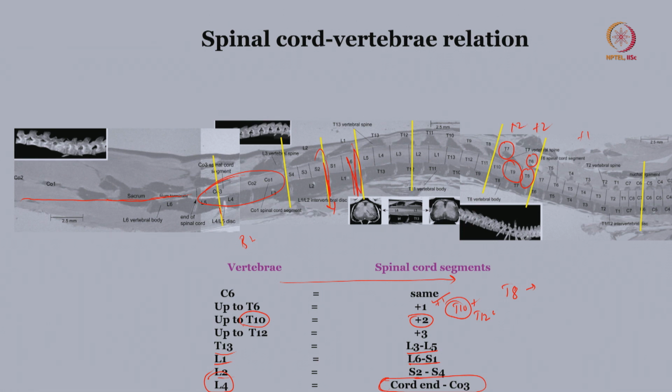So if you really want to expose the L4 spinal cord, it will be wrong to expose the L4 vertebra, alright, because it will be housing the coccygeal spinal cord segment and not the L4 segment. That is the importance of this particular slide, and it is very important to understand which spinal process you will be exposing and what spinal cord segment will be in relation with that particular vertebra. Anyway, the previous table will guide you directly, and if you really want to remember, this is one way to remember. Up to T6 how much you need to add, and up to T10 and up to T12, and so on and so forth.